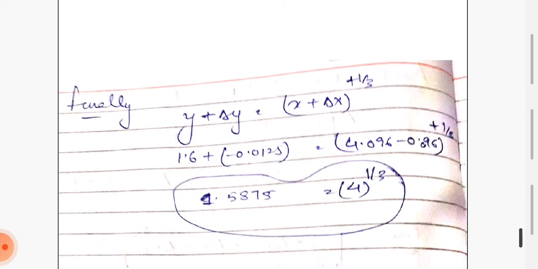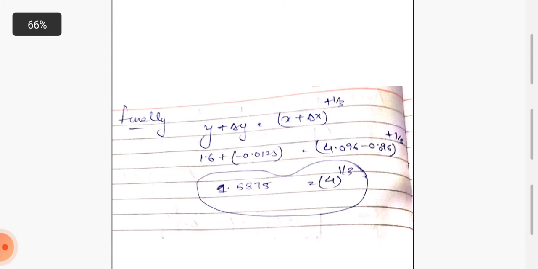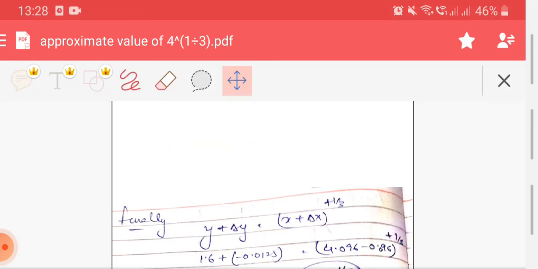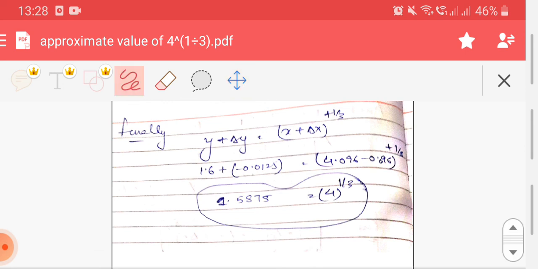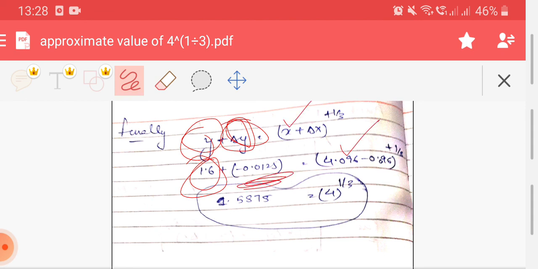So in short, finally y plus delta y equals (x plus delta x) raised to the power 1 by 3. All values need to be put into this equation, like that. Y is directly 1.6, delta y we have already calculated, x was 4.096 and delta x is minus 0.096. By solving it you can clearly see 4 to the power 1 by 3 is 1.5875. This was the best method according to me when you have to deal with fractional exponents, so always go for the application of derivatives. Thank you.